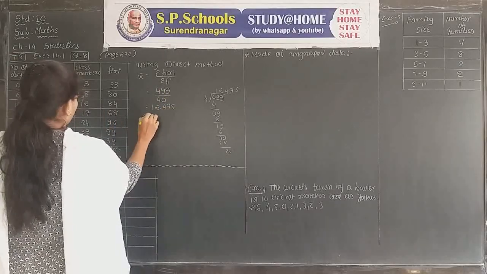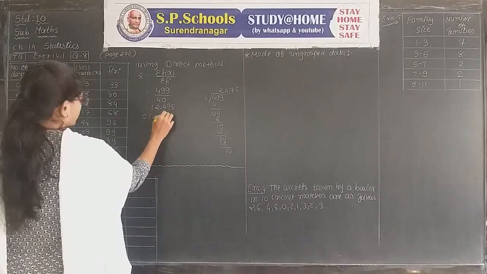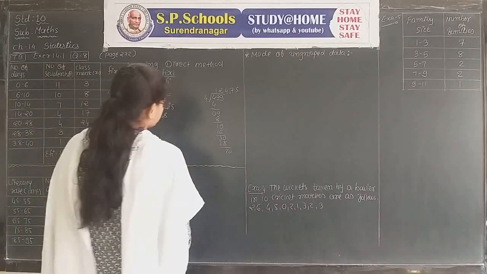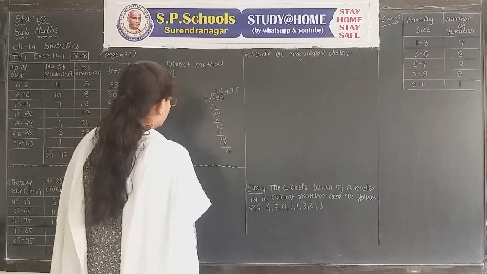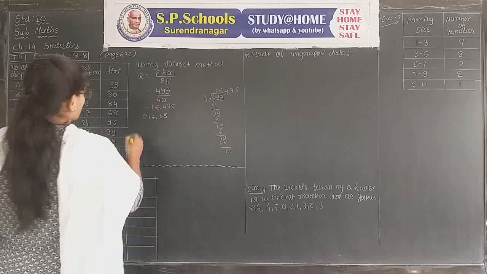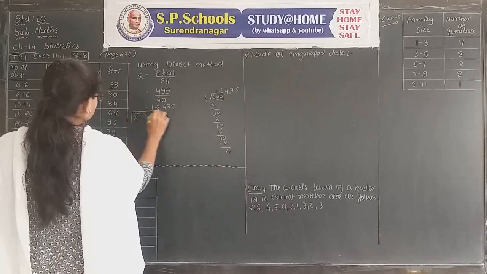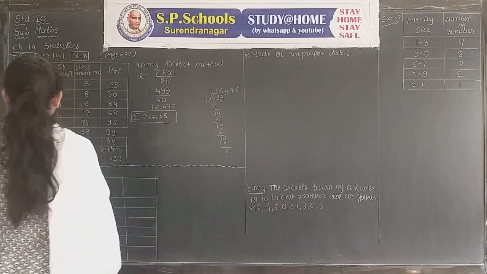Including the decimal, we get 12.475, which approximates to 12.48. Here 12.48 is our answer, the approximate answer, 12.48.